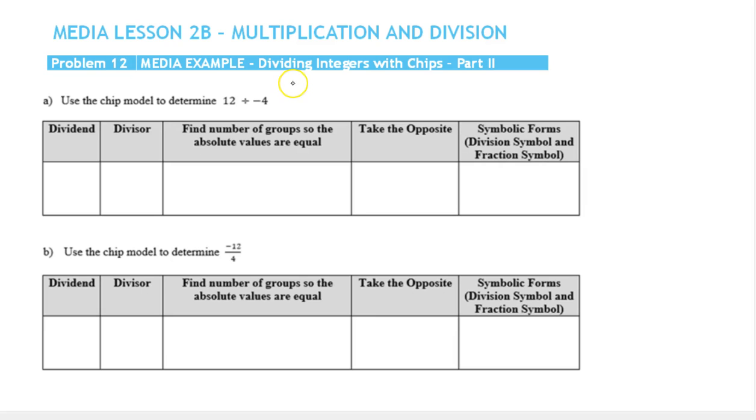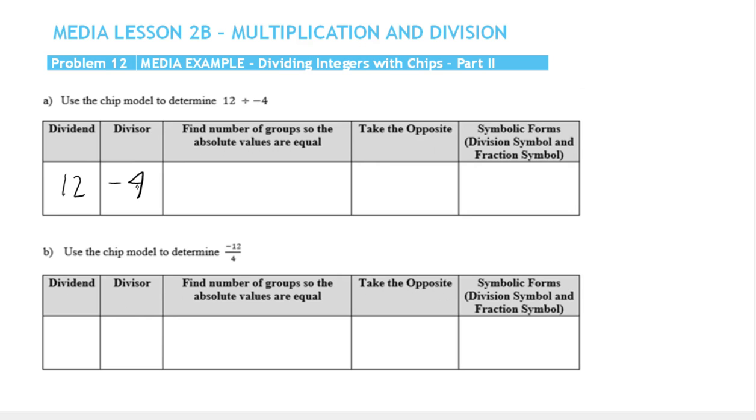We're going to continue dividing integers with chips, but these problems are going to be a little bit more tricky because the signs of the numbers aren't the same. So we're going to need to use the idea of opposites and absolute values again. So we have a dividend of 12 and a divisor of -4.